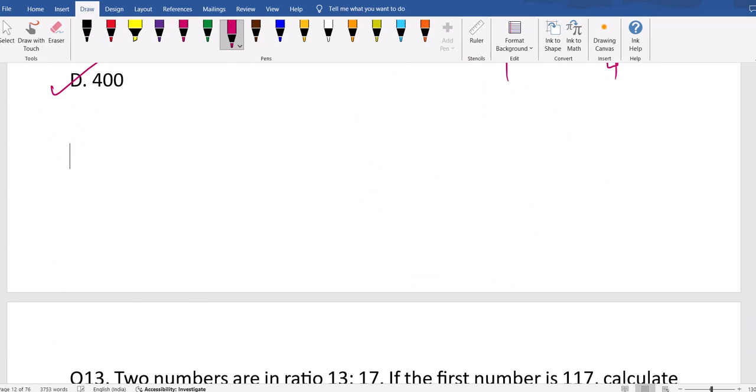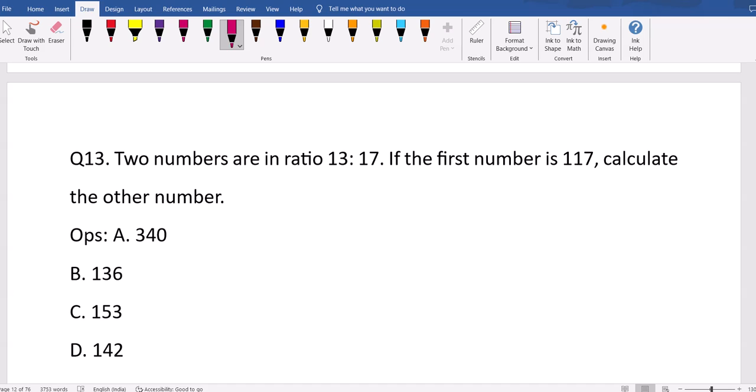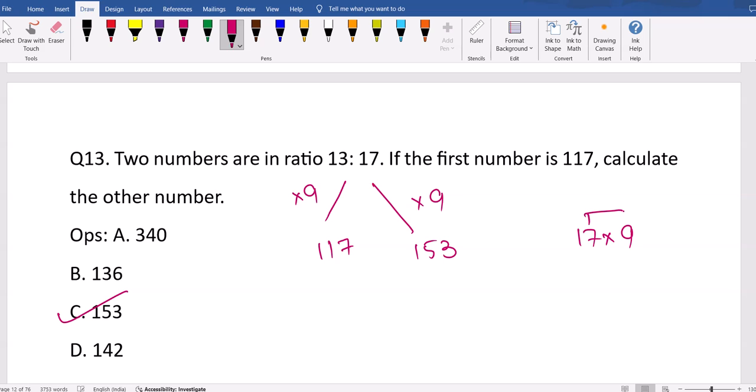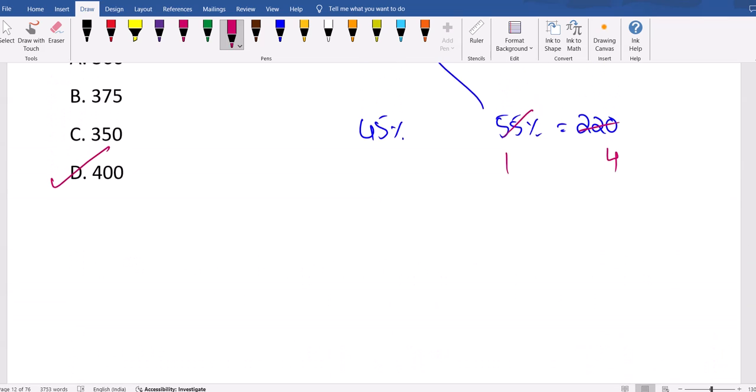13th one, this is very easy. Ratios, this is how they're asking. 12th question easy, 13th question easy. The first number they've given is 117. The other number is what? First number here 13, 13 is 117 multiplied by 9. This one multiplied by 9 will get 153. If you don't know the result, 7 into 9 is 63, so the result should end with 3. Only one option. This is hardly a 20 seconds question. Previous question also 20 to 30 seconds hardly.